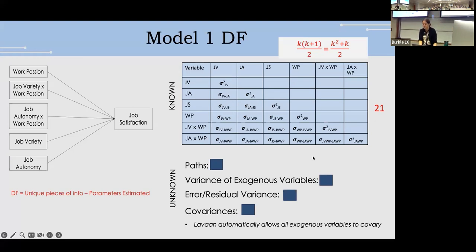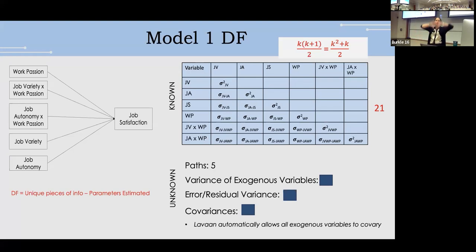Now, let's go through each of these because it's kind of a doozy. How many paths do we have? This one's easy. Great, 5, yay, we can count. We can all count arrows, 5 paths. How many exogenous variables do we have? 5. We've got work passion, this moderator term, job variety, job autonomy. Those don't have anything predicting them. Their causes are external to the model, meaning we're not going to get variance explained in them. We're just going to get their variances.